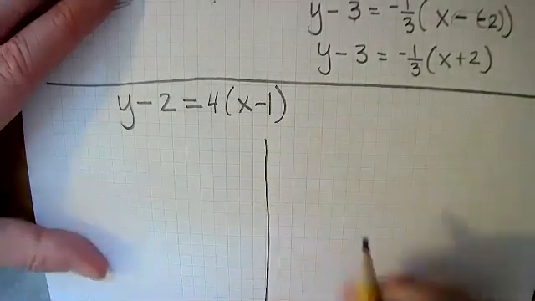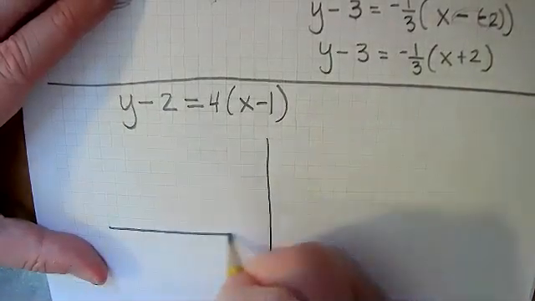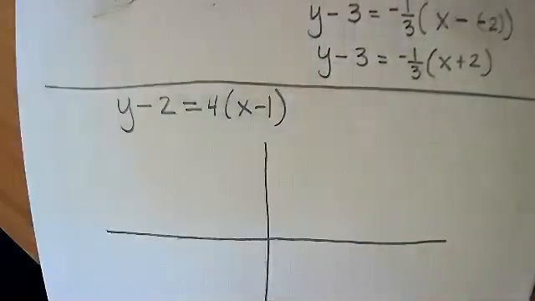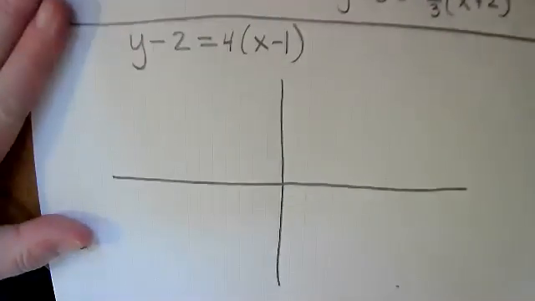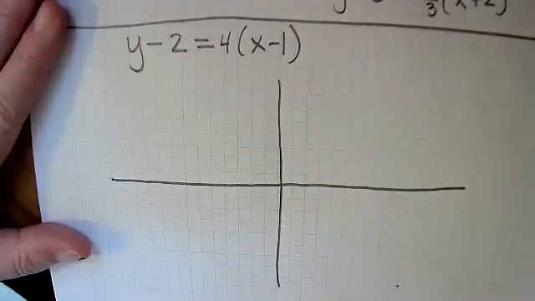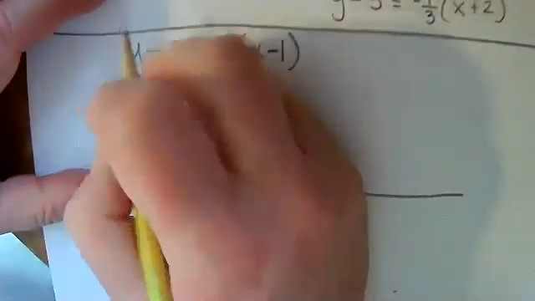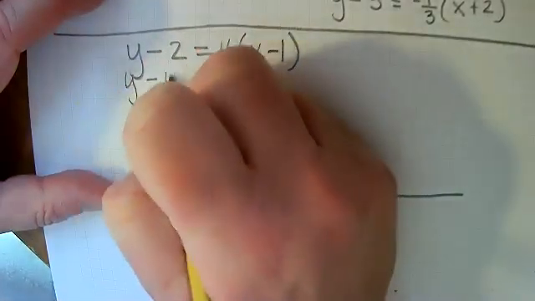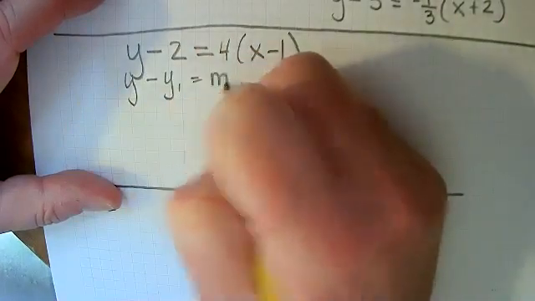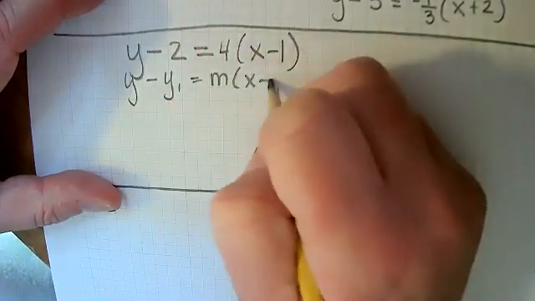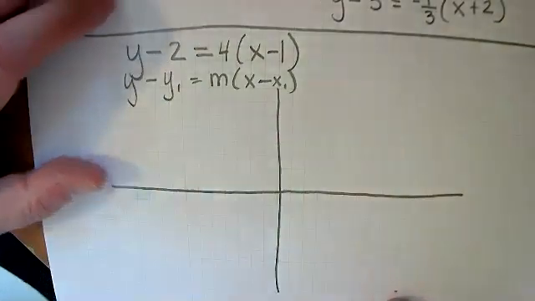Okay, so let me draw my x and y axis. And again, I apologize, you guys. Like I said, everything was ready to go, but that's okay. We're going to deal with it. So here is, again, what I recommend. Underneath this, you're going to write y minus y1 equals m times x minus x1, right?